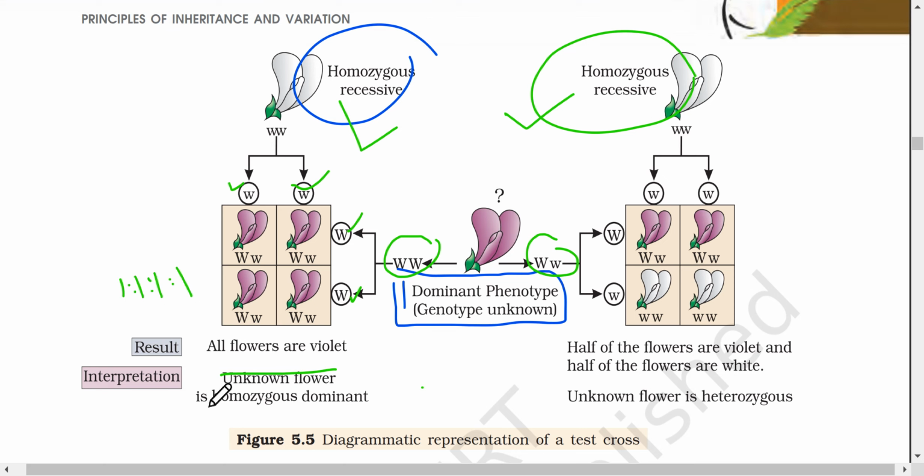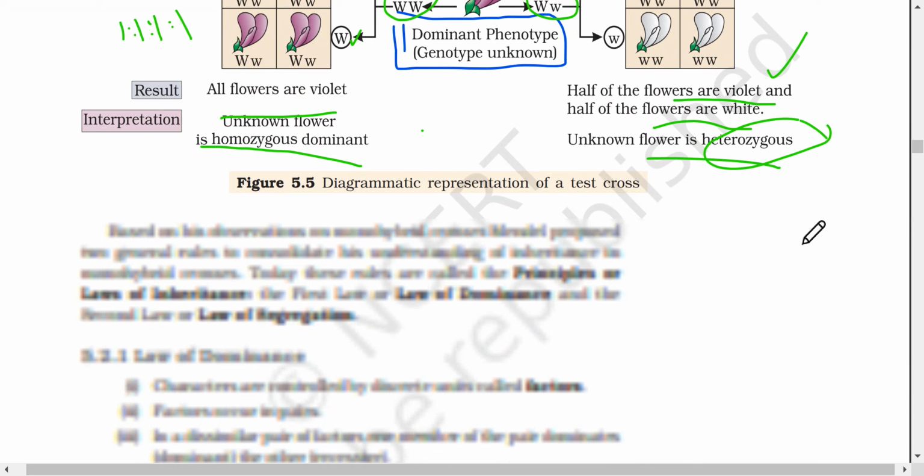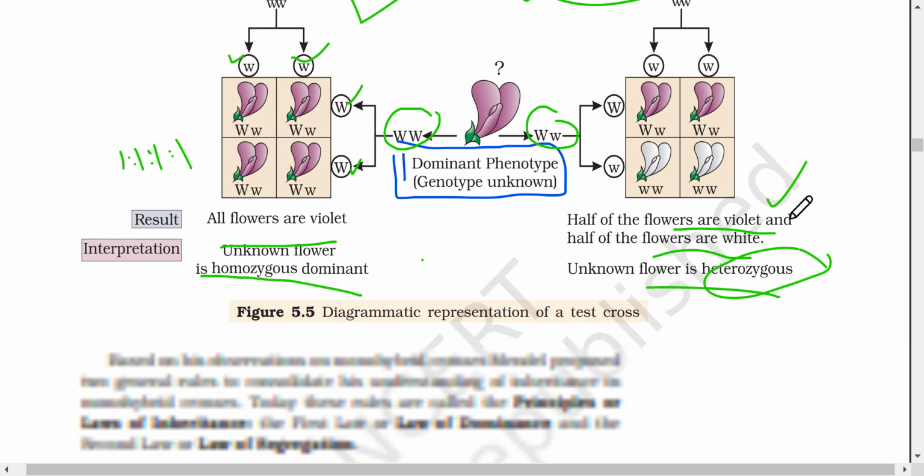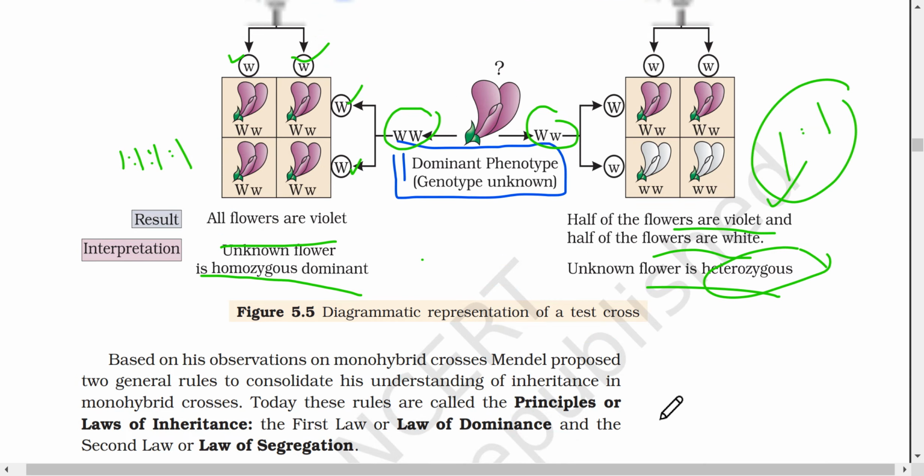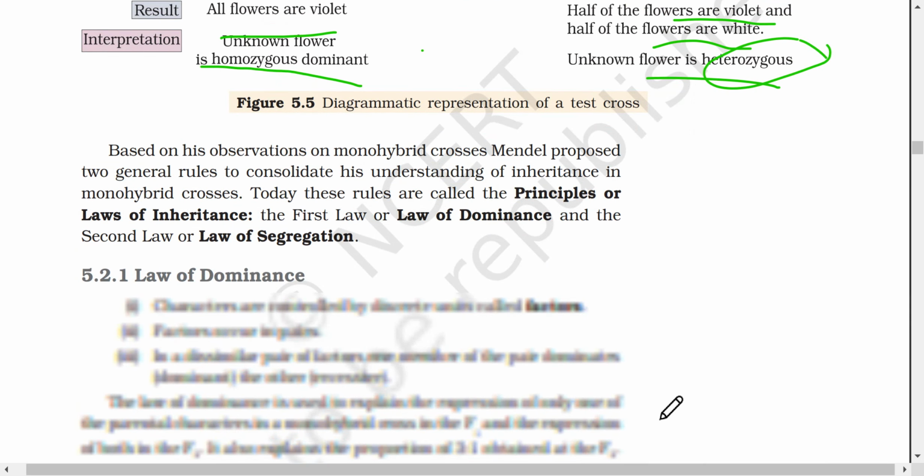तो यहाँ पे we can say that it was homozygous dominant। ठीक। Now if we have half of the flowers एक चीज, दूसरे हाफ वो द रिसेसिव ट्रेट, तब हमारा जो अननोन फ्लावर है that was heterozygous। अगेन यहाँ पे भी the ratio comes out to be 1:1.